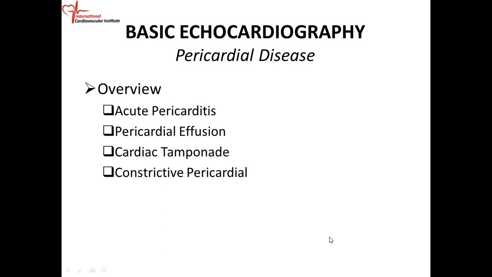So today's lecture is on pericardial disease. We're going to look at acute pericarditis, how to make the diagnosis, and what the echo features of acute pericarditis are. It looks like pericardial effusion because a lot of the time when you have acute pericarditis, you do have some pericardial effusion, and you have to distinguish between pericardial and pleural effusion.